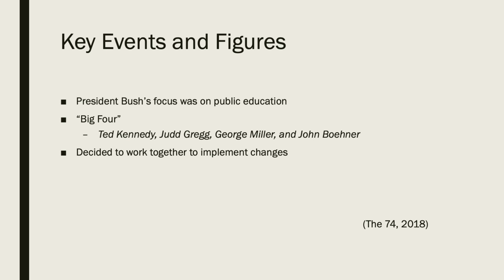And then also along with this, kind of the big four at that time, that was what they were known as. It was Ted Kennedy, Judd Gregg, George Miller, and John Boehner. And they had a meeting with George Bush, and they decided that they wanted to all work together and actually make a plan and do something about the education issues that were happening in America. And this was really important because they didn't just want to make plans, they actually decided to work together and do something about the problem.